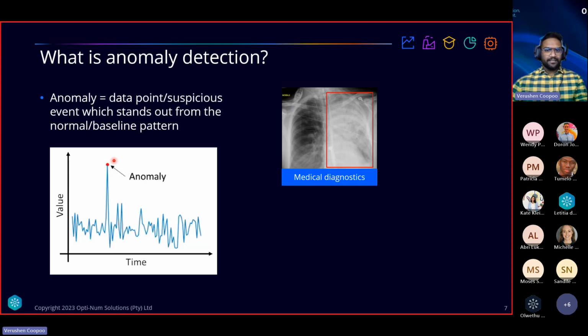One of them is in medical diagnostics, and this applies to disease detection. Anomaly detectors can be used in medical images to do things like detect cancer and lung disease. Like you can see here in this image, a red bounding box has been drawn around this lung because it's been collapsed. You can also use it in many other medical fields like neurodegenerative diseases, amongst others.